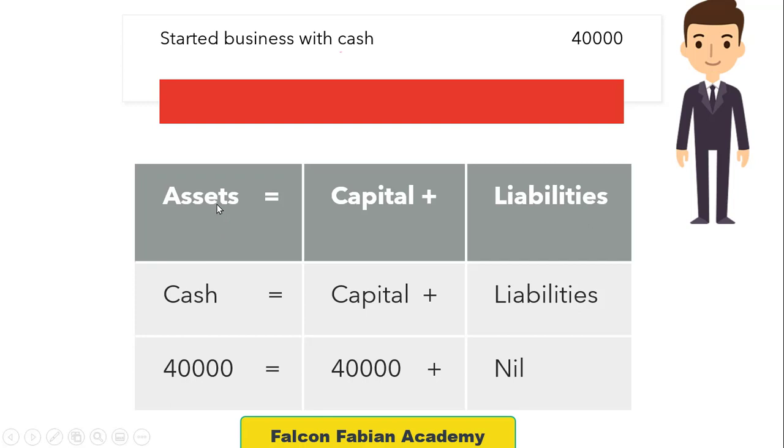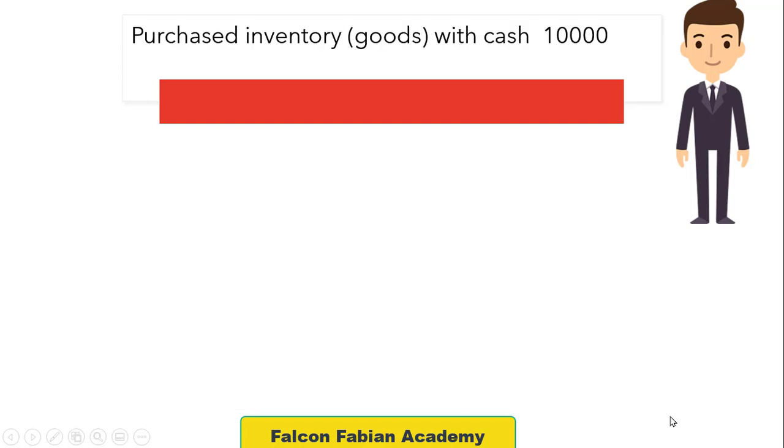So in this equation, you have assets, you have cash, which is 40,000. That's the only asset. That is equal to capital of 40,000 plus liabilities, which as of now are nil. Now let's move on to the second transaction. The second transaction is purchased inventory or goods with cash, and the value is 10,000.